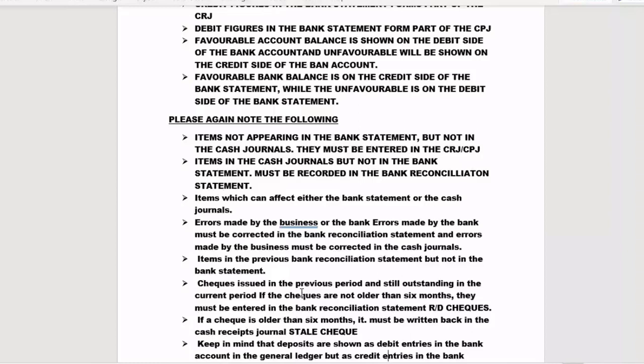So there are items which can either affect the bank statement or the cash journals, and then we also have errors. Errors made by the bank must be corrected in the bank reconciliation statement, and errors made by the business must be corrected in the cash journals. We are also going to look at items in the previous bank reconciliation statement but not in the bank statement, and the checks issued in the previous period but still outstanding in the current period. If the checks are older than 6 months, they must be entered in the bank reconciliation statement as RD check. If a check is older than 6 months, it must be written back in the cash receipts journal as a stale check.